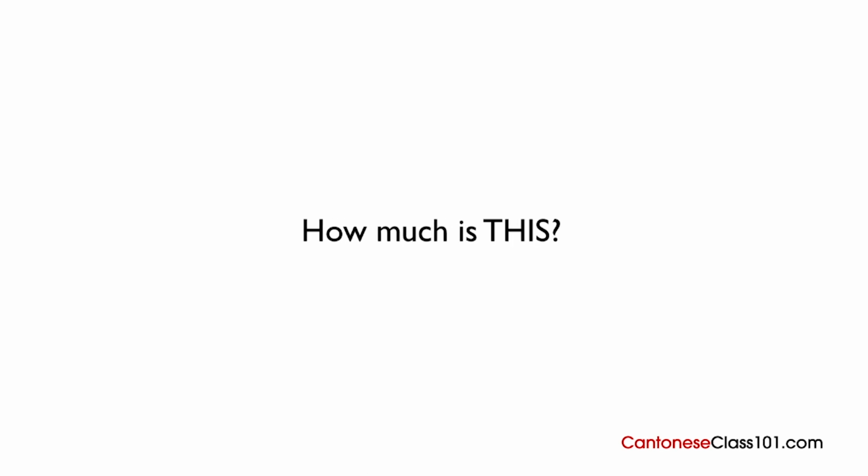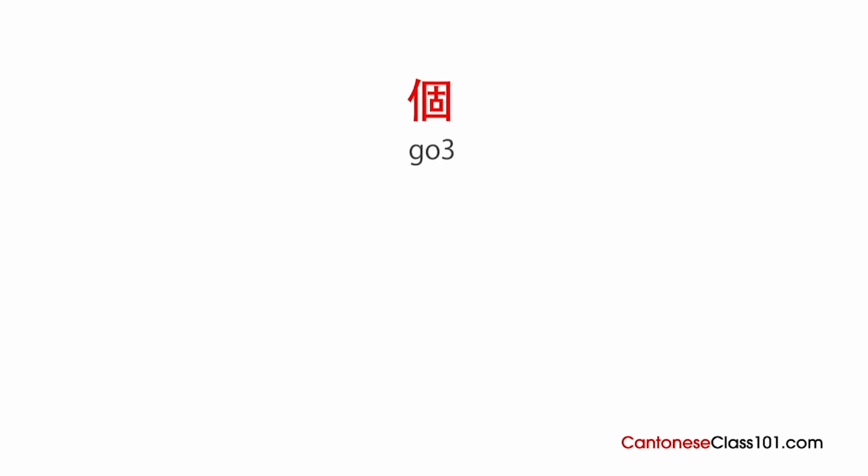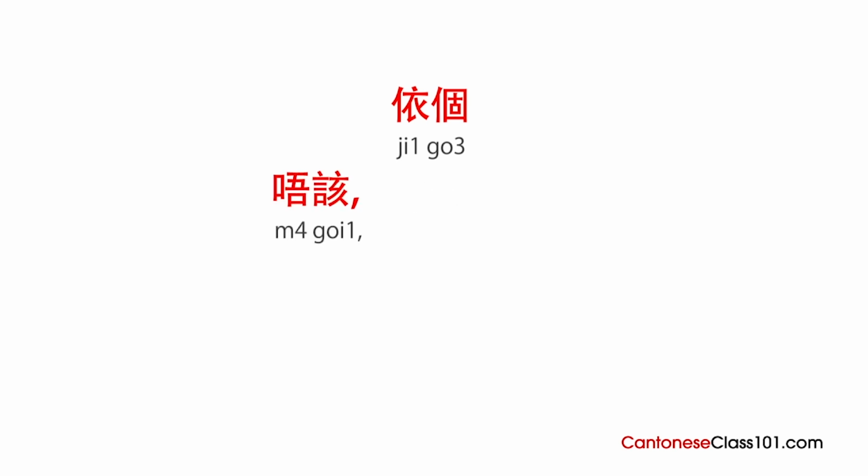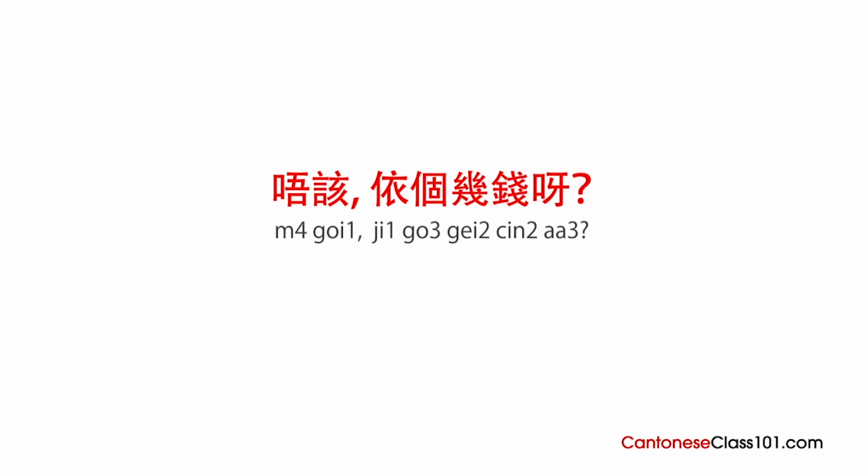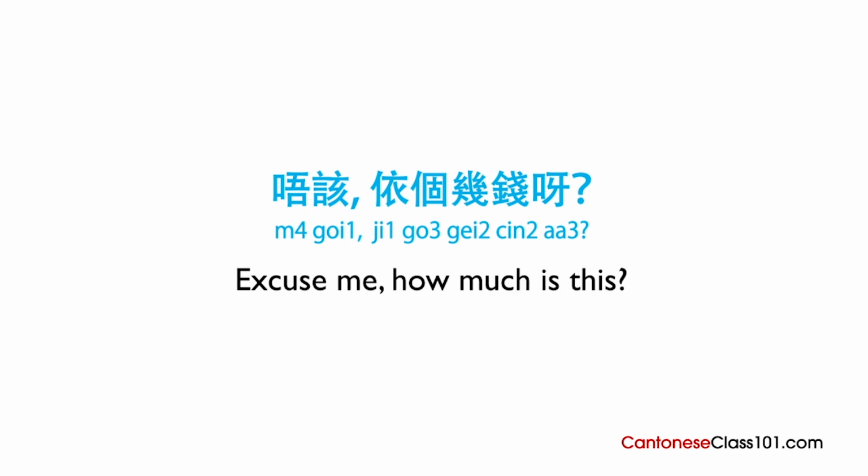If we want to be more specific and ask how much is this, first we need to know the correct measure word for the object. We'll learn about that in the next lesson. For now, let's use the most common one, 個. So in the sentence, we'll say 依個 as this, followed by how much. 唔該,依個幾錢啊? Excuse me, how much is this?